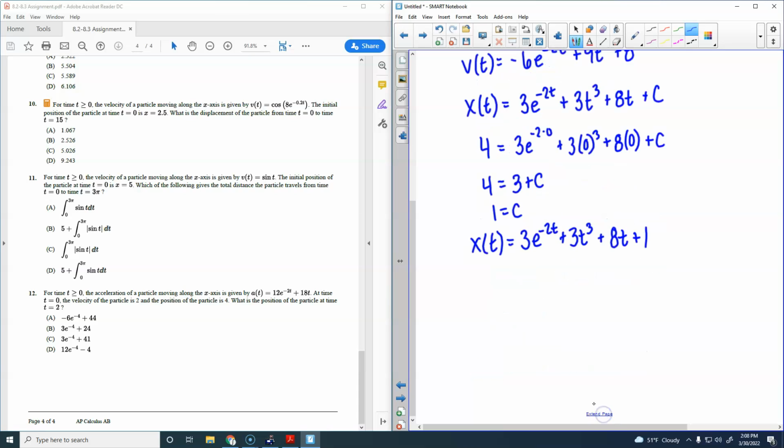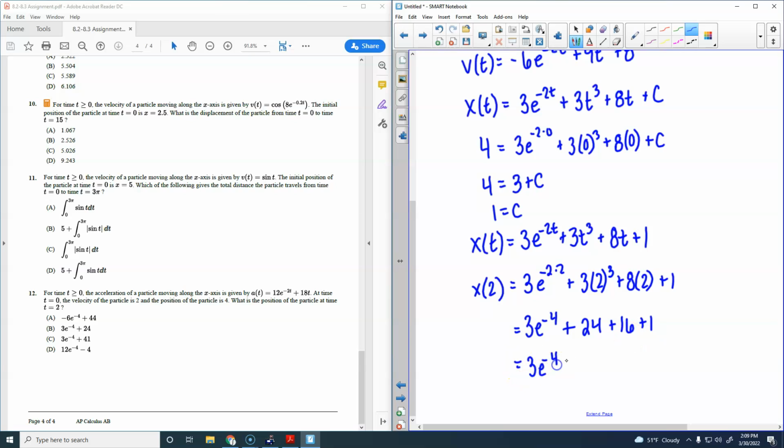And so the last thing you would do, they ask you for the position at t equals 2. So you just plug 2 into this equation. So 3e to the negative 2 times 2 plus 3 times 2 cubed plus 8 times 2 plus 1. So this is going to be 3e to the negative 4 plus, let's see, that's 8 times 3 is 24 plus 16 plus 1. So 3e to the negative 4 plus 41. And that is C.